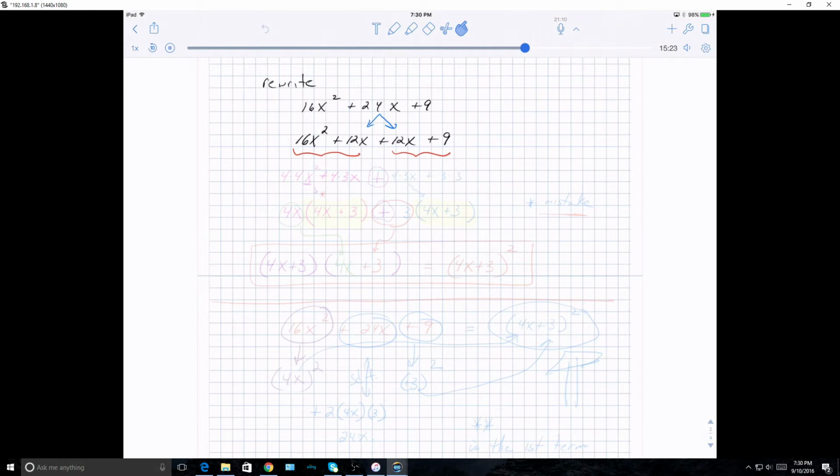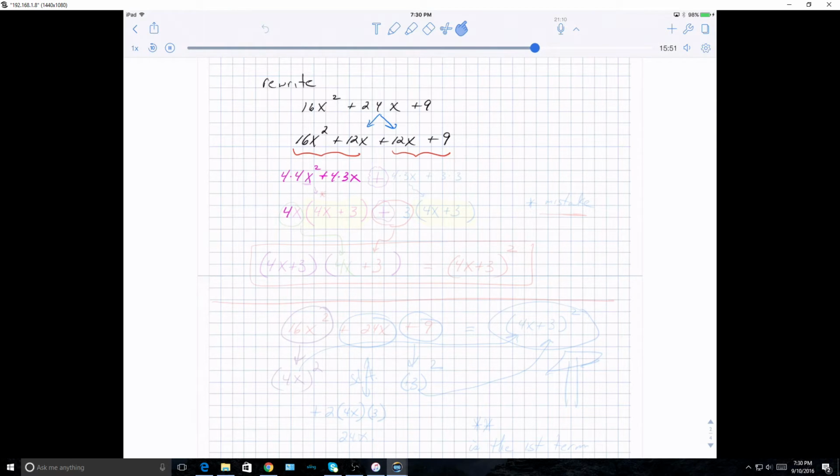So let's put this together, and I'll do this in pink. So what does this look like, the first one? Well, that's 4 times 4x squared, and that's really plus 4 times 3x. So it looks like right here we have a commonality. Okay, so we have a commonality of 4x.